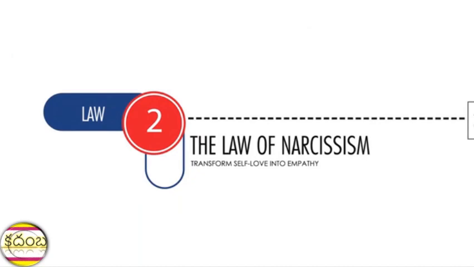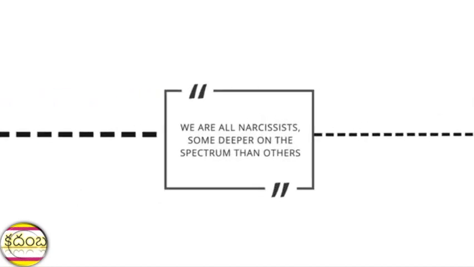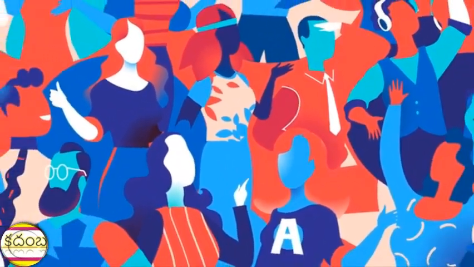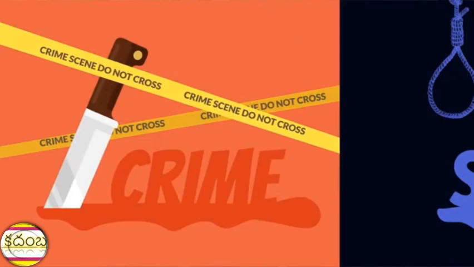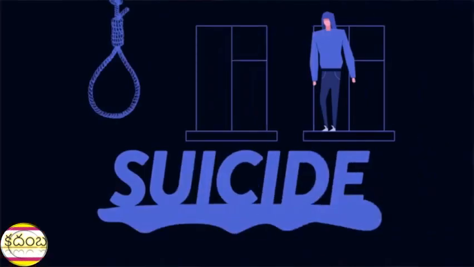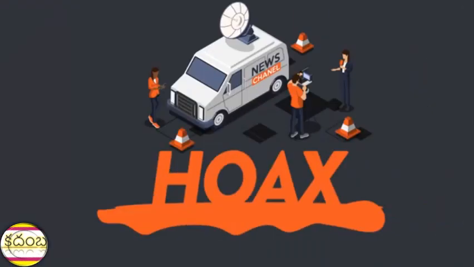Law 2. The law of narcissism. Transform self-love into empathy. We are all narcissists, some deeper on the spectrum than others. Humans are social animals, and from the moment we are born, we have a need for attention. People will do almost anything to get attention. This includes crimes, attempted suicides, and hoaxes gone wrong.